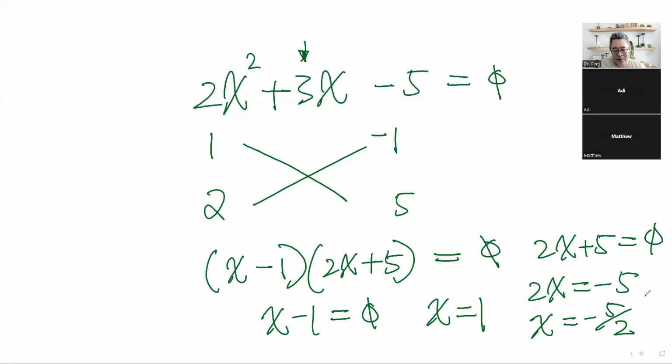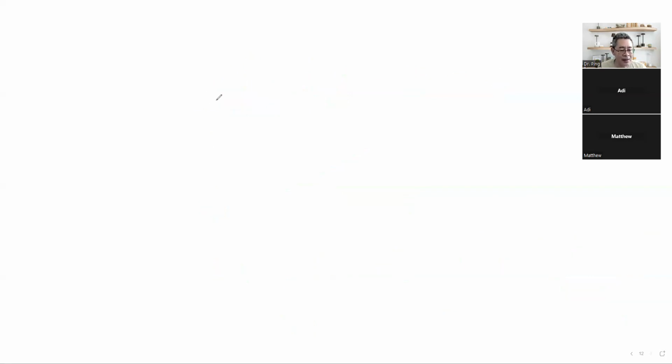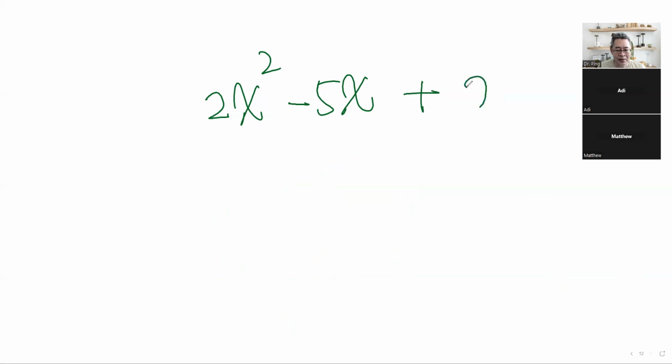Yeah. I forgot to do the 2x plus 5. I just did x plus 5. Okay, right. You need to get that 2x plus 5. Good? Yeah. Okay, let's try one more. 2x squared minus, say, 5x plus 2 equal to 0.